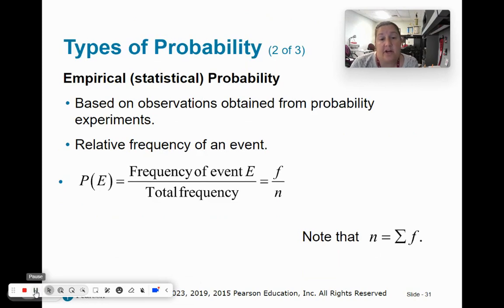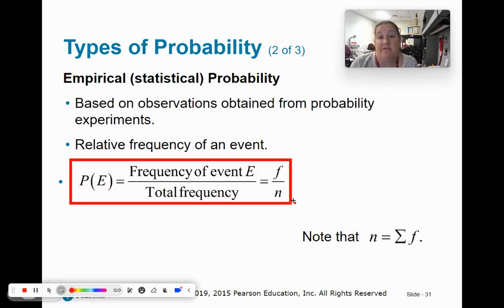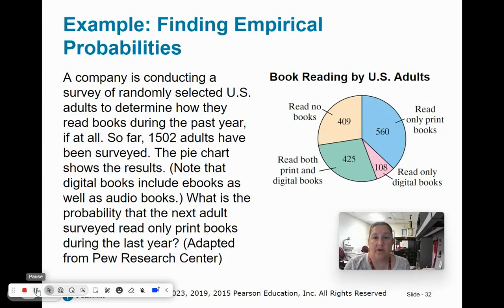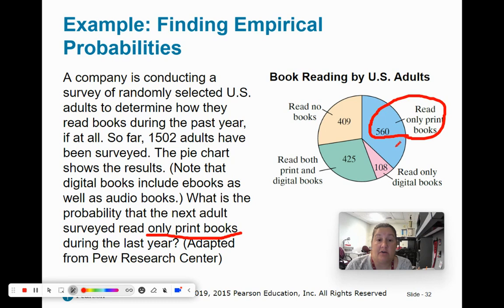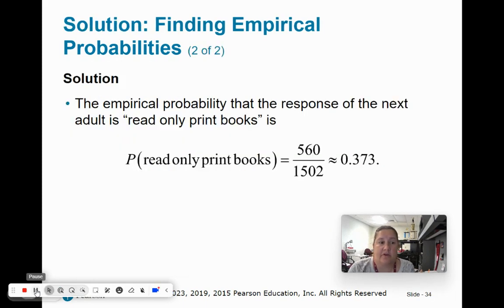Empirical probability is when you actually do an experiment, and we take the number of times you actually have successes divided by the total amount of times you did the experiment. Go ahead and pause the video so you can read the example. If I only want the number of print books, I look at that number divided by how many people took the survey. So 560 divided by 1,502, and reduce or write it as a decimal. So about 37% is what we're looking at.